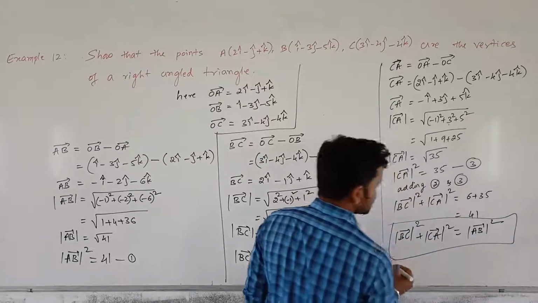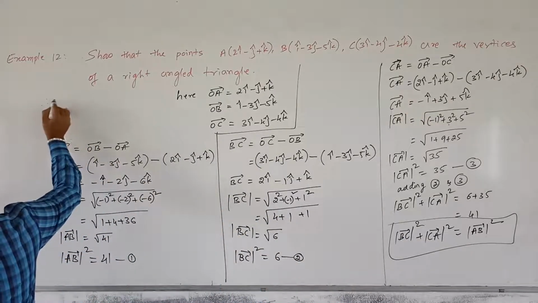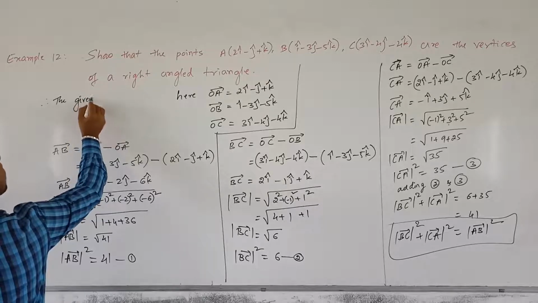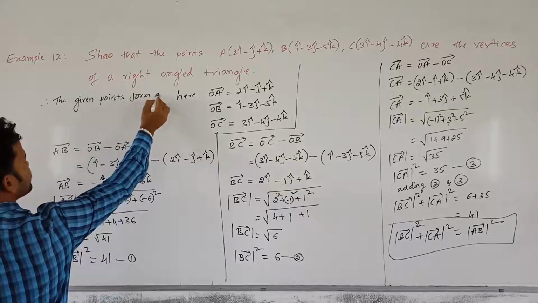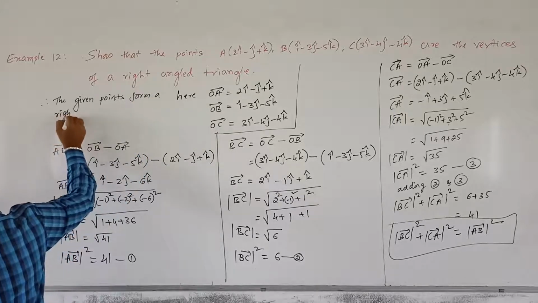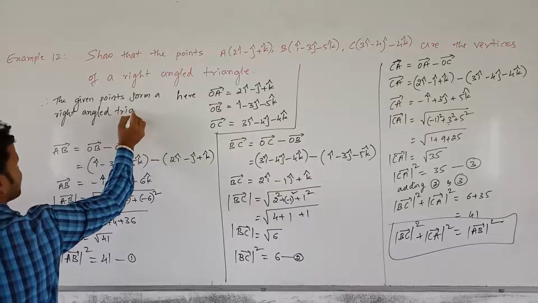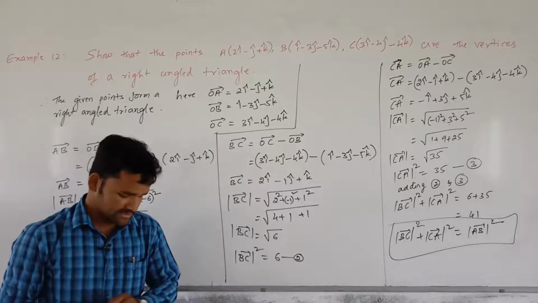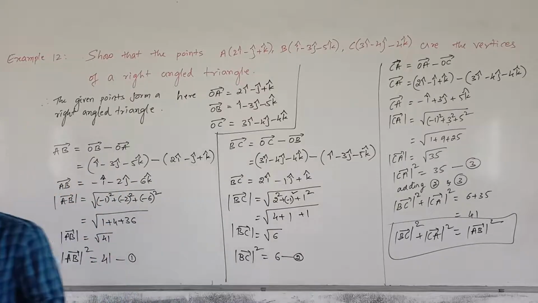Here we will write the sentence. Therefore the given points form a right angled triangle. This is about example 12.